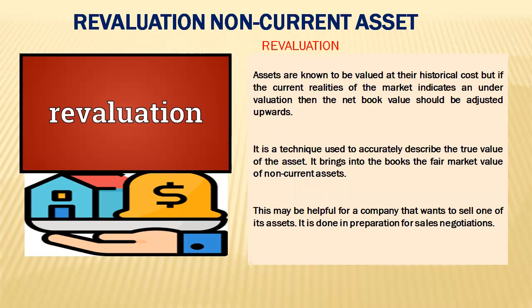Let's assume I bought a motor vehicle for 1 million naira 3 years ago. Let's assume the motor vehicle is expected to last for 2 years. That's the expected useful life of the motor vehicle, 2 years. That means I will depreciate the motor vehicle at 500,000 per year. Is that not so? So at the end of the second year, the motor vehicle will have been fully depreciated.